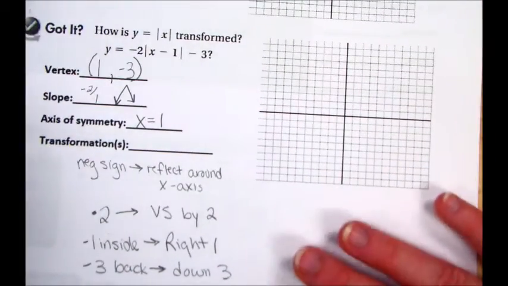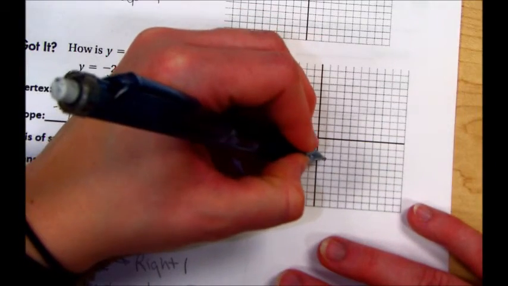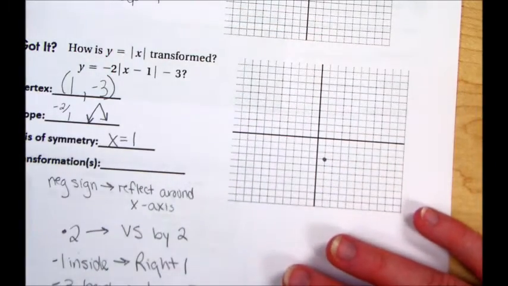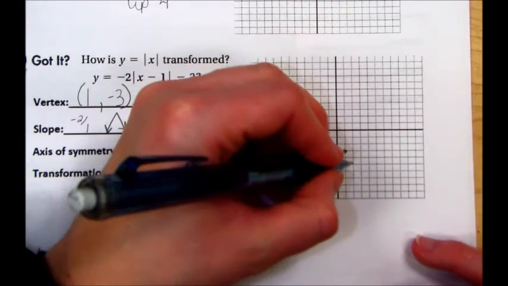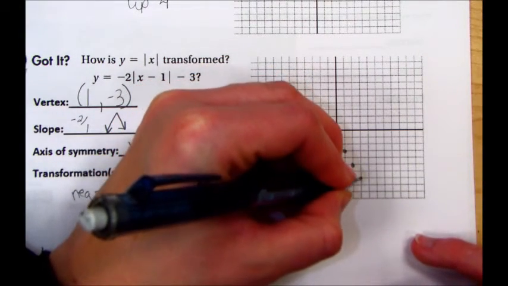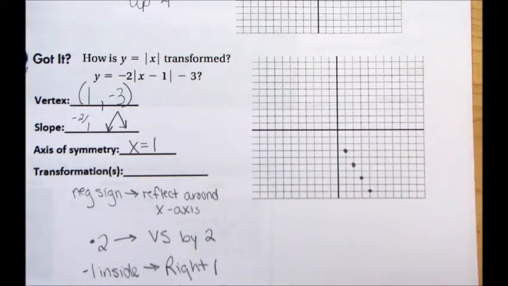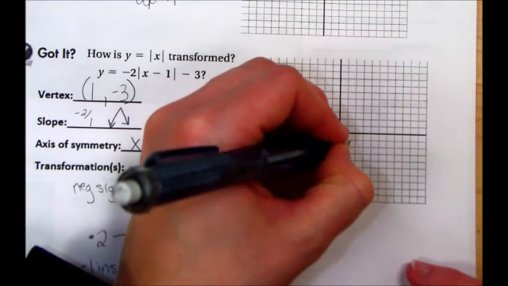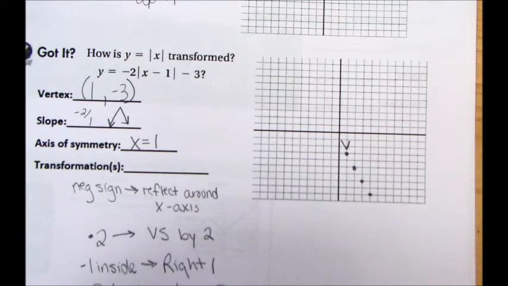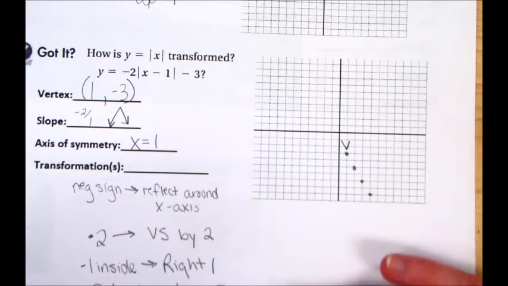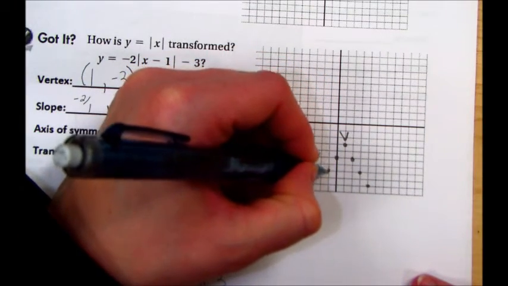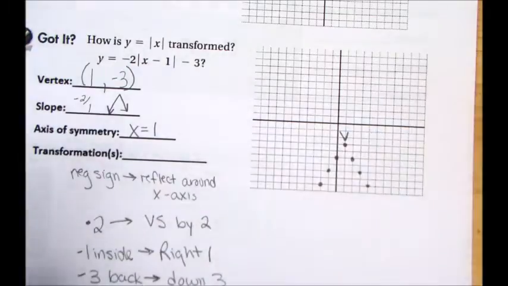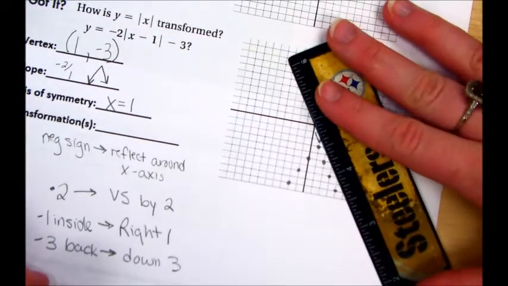Let's plot our vertex. Over 1, down 3. From there, do your slope. Go down 2, right 1. Down 2, right 1. Remember what I said the biggest mistake was? People get their ruler. I'm going to put a V here for vertex. People just put a straight line there, but it's not y equals mx plus b. It's an absolute value. So do the opposite on the other side. Down 2, left 1. Down 2, left 1. You should have a perfect V shape.